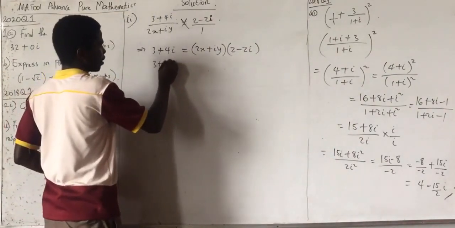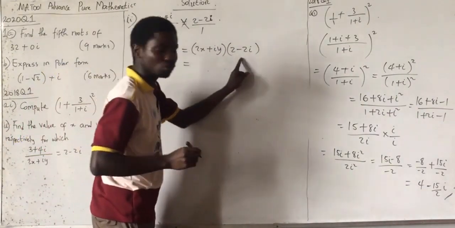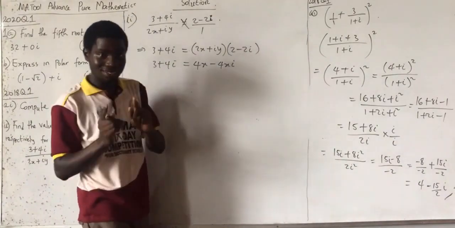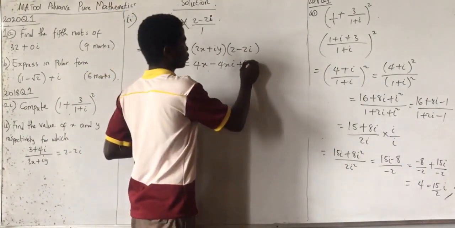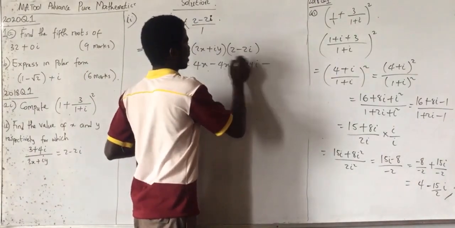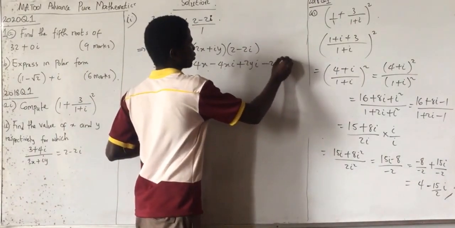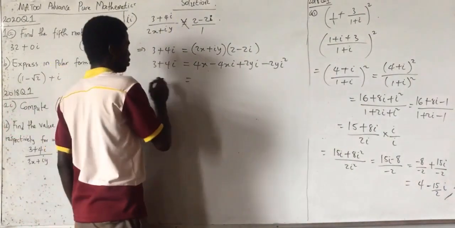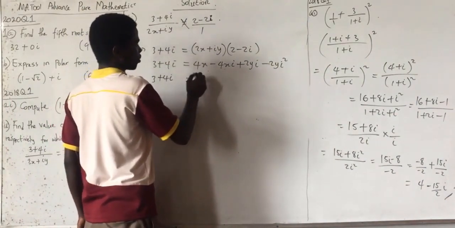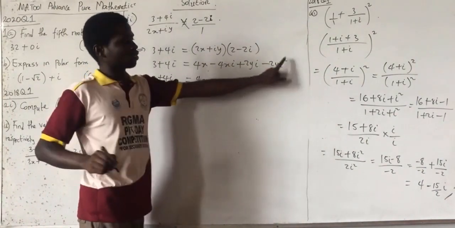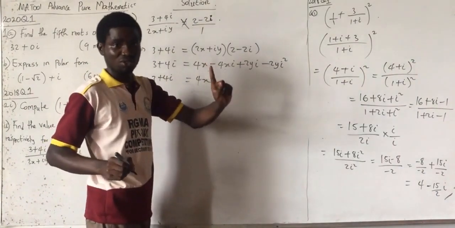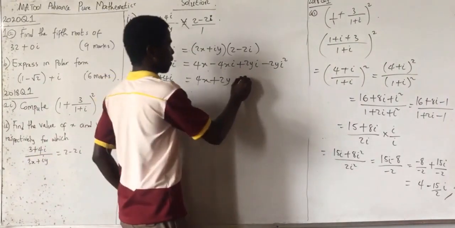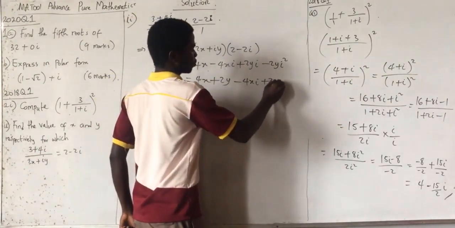So this is 3 plus 4i equal to 2x times 2, 4x. Then minus 4xi. Then iy times 2, plus 2yi. Then plus times minus, minus 2yi squared. Don't forget i squared is minus 1. Please take note of that. So put minus 1 here. Minus times minus will give me plus. So I bring it to the front: 3 plus 4i is equal to 4x plus 2y, then I have minus 4xi plus 2yi.